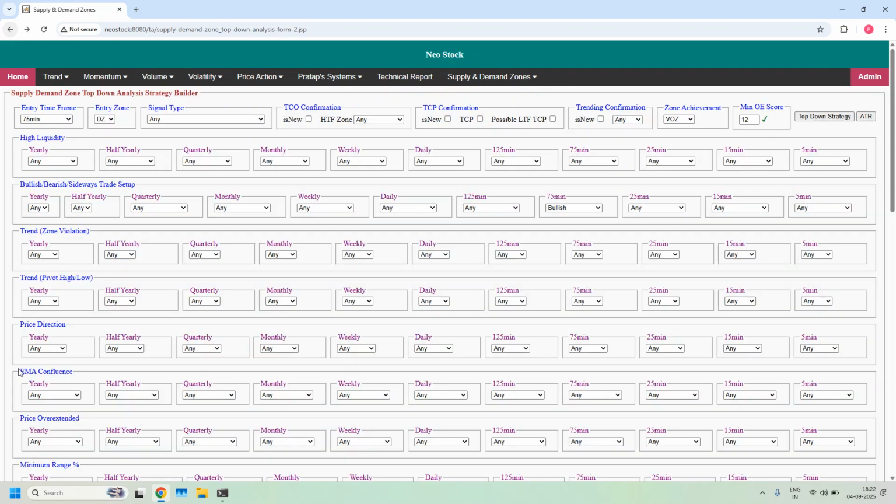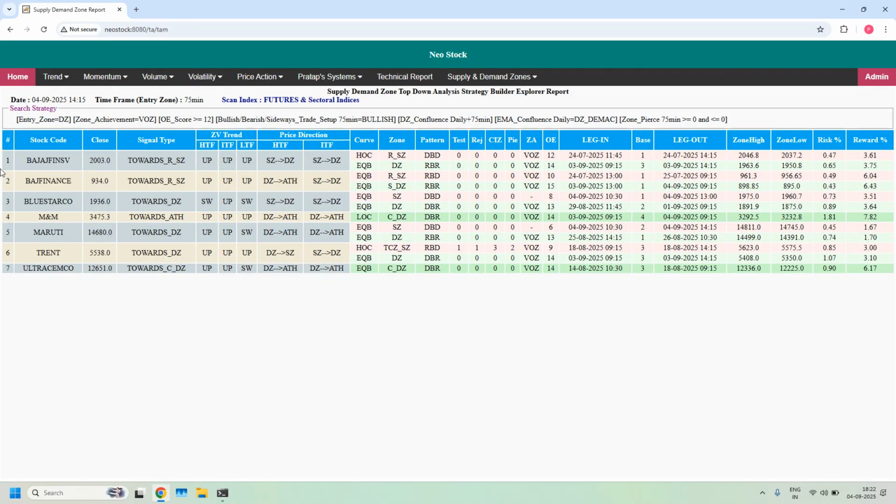So we can further filter with daily demand zone having daily EMA confluence. So we got 7 stocks. These 7 75 minutes demand zones have a higher probability of success, provided less than 20 checklist items are satisfied. Otherwise, there are higher chances of zone violation.